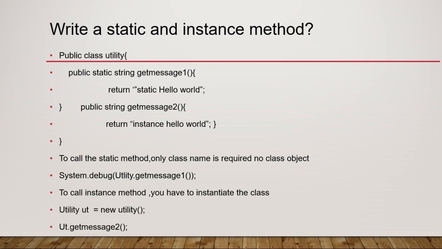So here we have a class with two types of method. First is the static method with the keyword static: public static string getMessage1. Here we are returning a value. And the second one is a normal instance method, you don't have the static keyword there: public string getMessage2. Same, it returns a value. If you want to call the static method, only the class name is required. You need to say only utility dot getMessage1 and then the static hello world will be returned. But if you want to call the instance method, you have to instantiate the class. You have to say utility class, new utility, and then you call the message. So that's the main difference. Only then can the instance method be invoked.